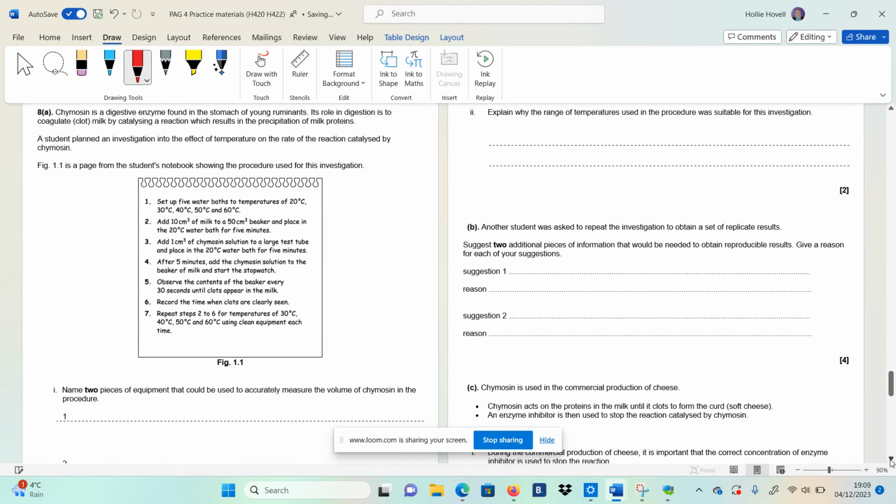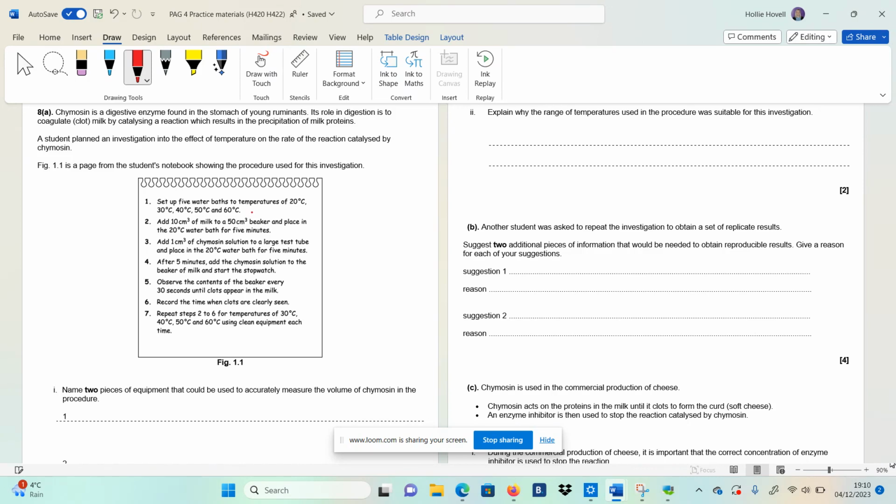Number 8. Chymosin is a digestive enzyme found in the stomach of young ruminants. Its role in digestion is to coagulate or clot milk by catalyzing a reaction that results in the precipitation of milk proteins. A student planned an investigation into the effect of temperature on the rate of reaction catalyzed by chymosin.